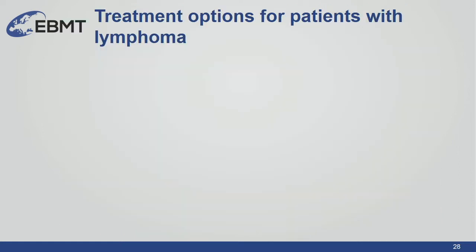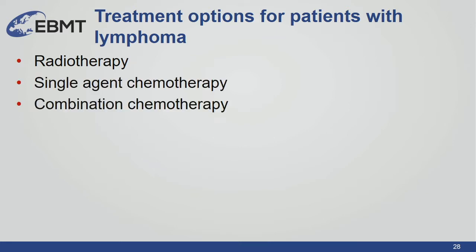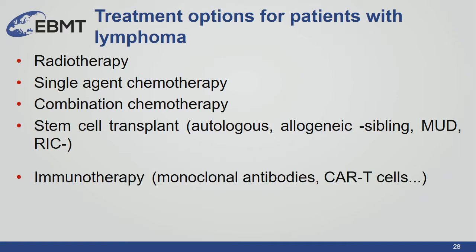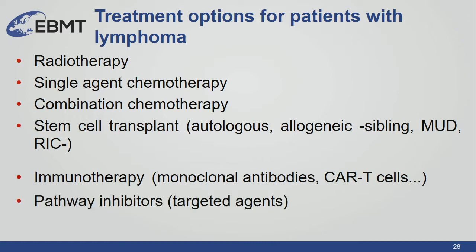So in terms of the treatment options for patients with lymphoma, they vary from the most, let's say, conservative and conventional, such as radiotherapy, single-agent chemotherapy or combination chemotherapy, to the more aggressive, such as stem cell transplant, either autologous or allogeneic, with all the varieties of donors, or to the more modern immunotherapy, which includes monoclonal antibodies, which are now routine, or CAR T cells, which are still experimental, or pathway inhibitors or targeted agents. When we talk about new drugs, the great majority of the new drugs are included in this category of pathway inhibitors or targeted agents.